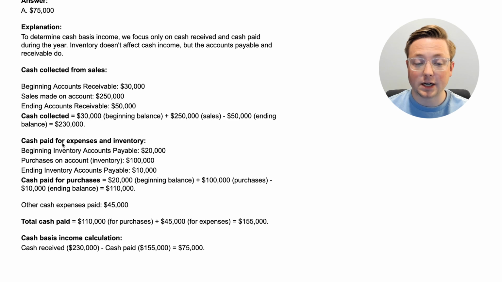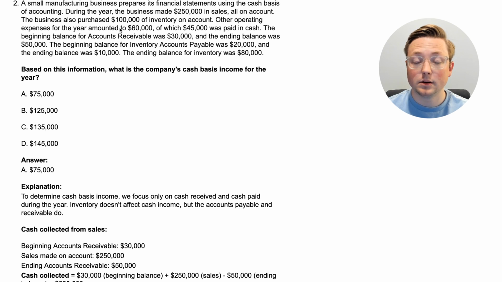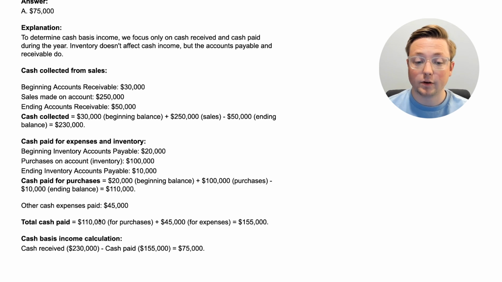And then you do a similar thing with the cash paid for the inventory, the payables for the inventory. You take the beginning inventory accounts payable of $20,000, you add the purchases that they made on account for the inventory of $100,000, and then you subtract the ending accounts payable of $10,000. That gives you $110,000 of cash paid for these purchases. But it did also mention that the other cash expenses were $45,000. If you noticed up here, they mentioned other expenses, but only $45,000 of those were paid in cash. So that's the amount we're focusing on. We add the total cash from the purchases and the cash from the expenses together, and then subtract it from the total cash received, and that gives us $75,000 of cash income for the year, even though we were really only given a little bit of information about accounts receivable and accounts payable.